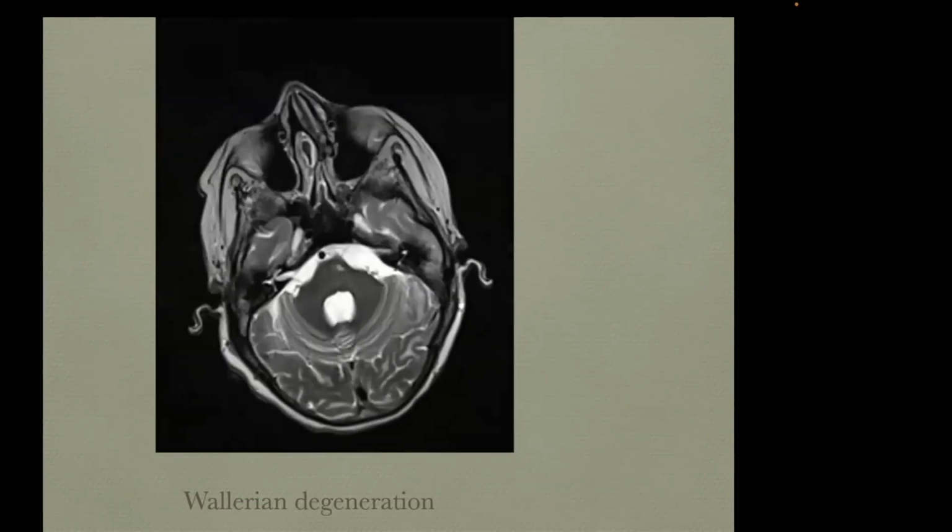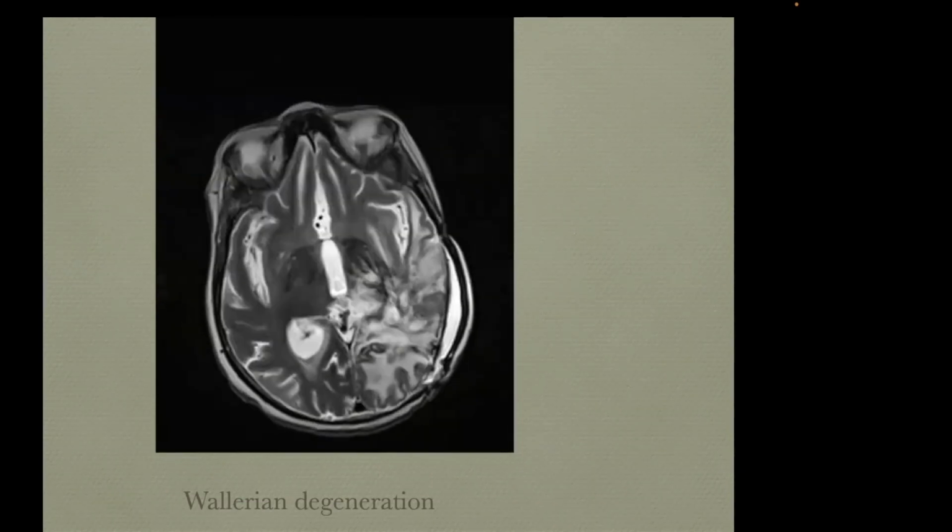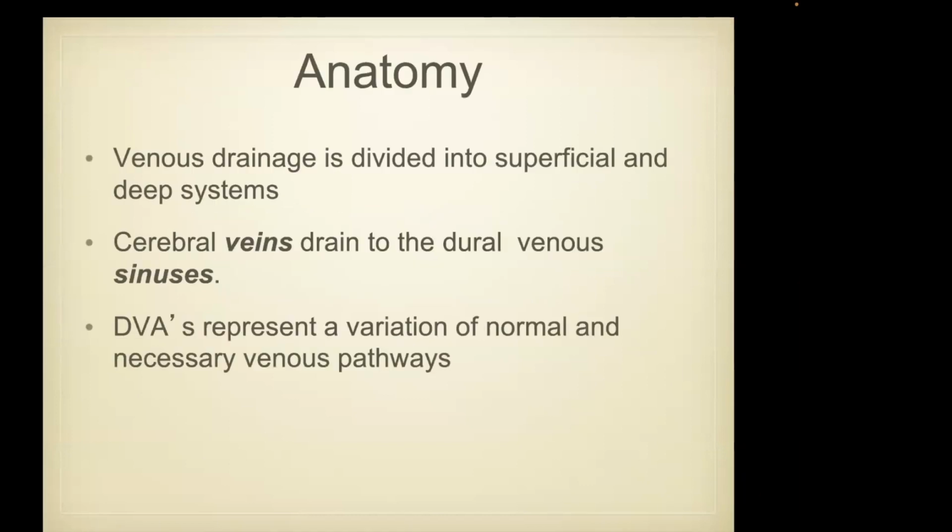All right, now we're going to get to venous disease. And I want to start by going through some of the simple anatomy, and we can roughly divide the brain venous drainage into the superficial and deep system.